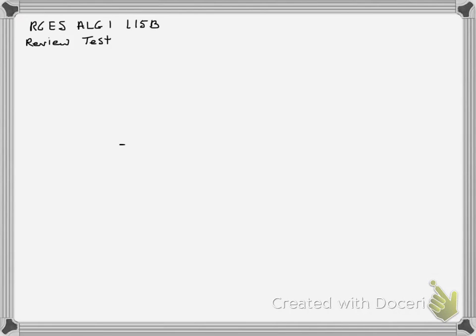This is RGES Algebra 1, Lesson 15B, Part 2, and this is the review of your test. So go ahead and make sure you have your test handy and follow along one problem at a time, making corrections every time you missed a problem. I would suggest that you watch that problem all the way through and then you pause and try to make the corrections on your own and check it one more time.